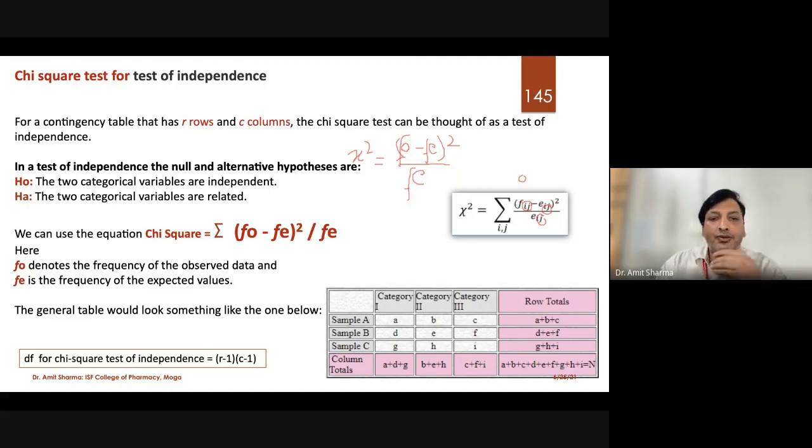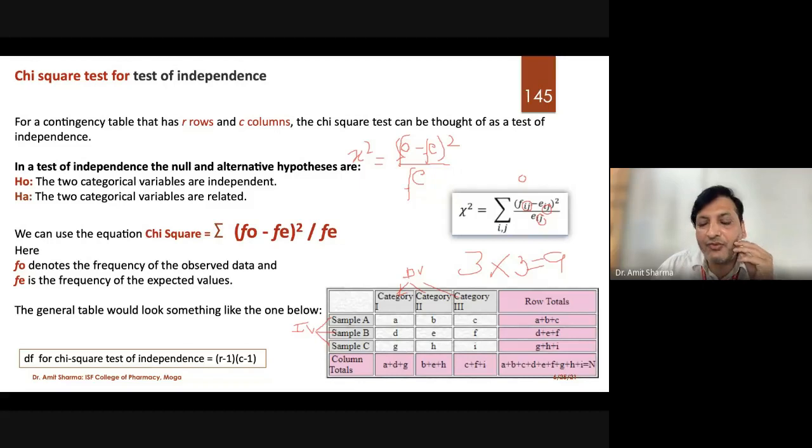Clear? As we have already discussed, this will be called the dependent variable for our study, and this will be called the independent variable. If the independent variable has multiple categories like A, B, and C, and under the dependent variable we have more than 3 categories, the table will be called a 3 into 3, 9 contingency table.